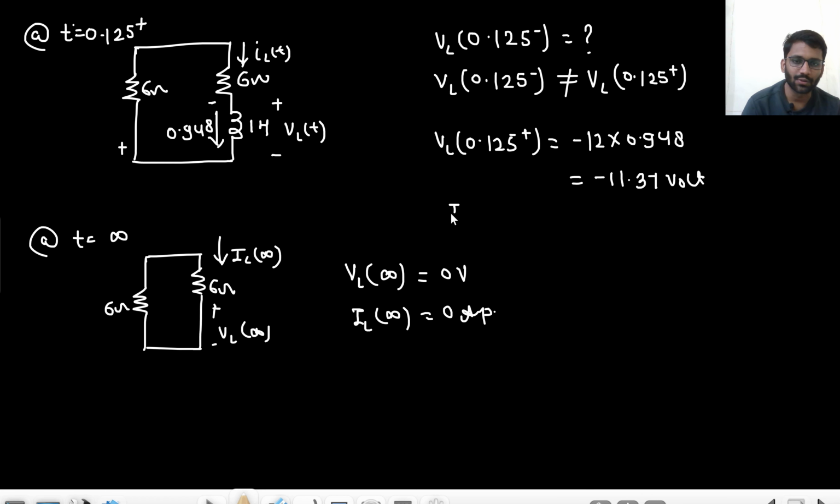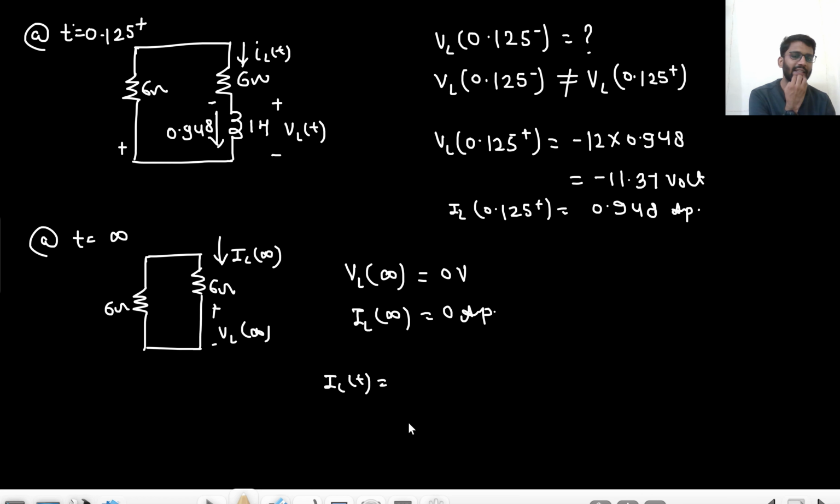What was IL at t equals to 0.125 plus? That was 0.948 ampere. So both are trying to go to 0. So let's write the equation for IL(t). Actually I don't need to write the equation, but for current, I will write it. From 0.948 it is going down to 0: e to the power minus t upon tau. But here I will write (t minus 0.125) over tau because I am starting from 0.125.